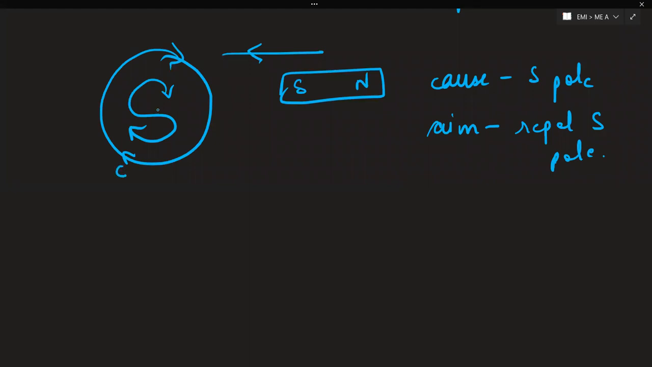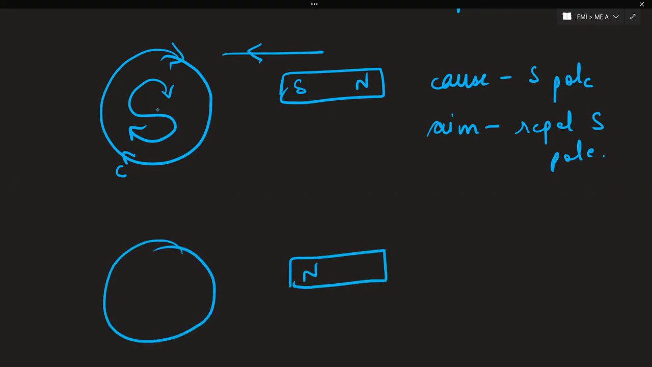This is Lenz law. The direction of induced current is in such a manner that it opposes the cause that is producing it. Or let's take one more example. This is a bar magnet, north-south. The bar magnet is moving away. Now the cause of the current is what? The magnet moving away. It means the number of magnetic field lines is decreasing. So there's a change in flux.